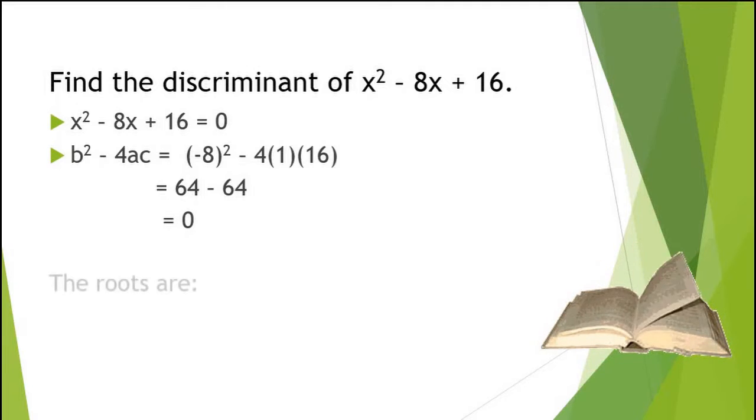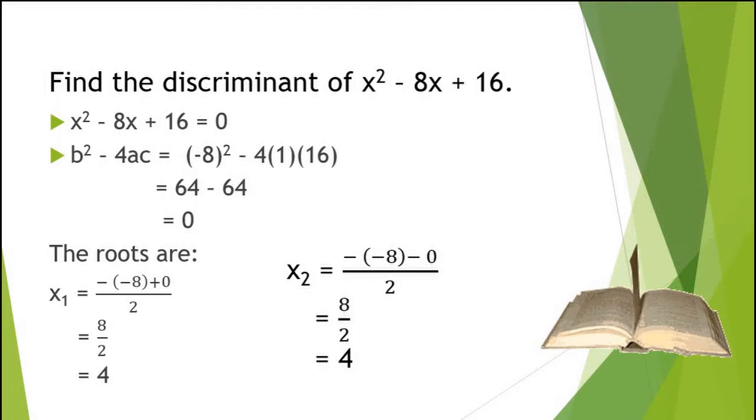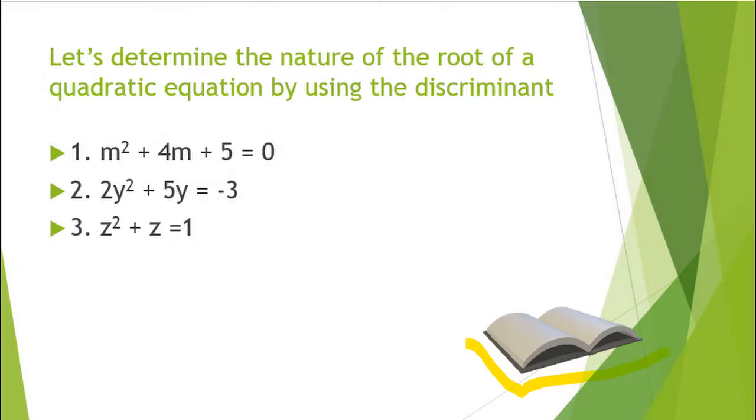The roots are, for x sub 1, negative quantity negative 8 plus 0 over 2, that would be 8 over 2 or 4. For x sub 2, negative quantity negative 8 minus 0 over 2, or 8 over 2, is equal to 4. Let's determine the nature of the roots of a quadratic equation by using the discriminant.